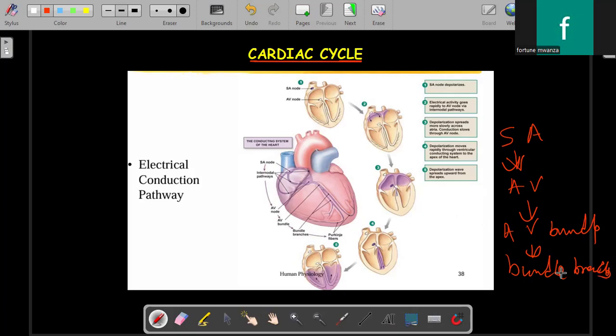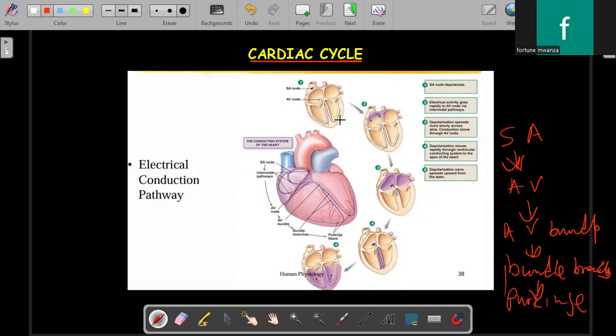Then from there, depolarization will spread to the apex of the heart through the Purkinje fibers. You have the Purkinje fibers there, and that's where depolarization will spread to the apex of the heart. So this is the electrical conductivity pathway of the heart.